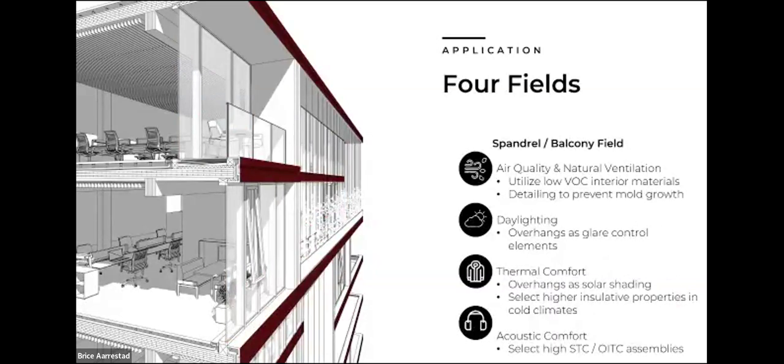And then the spandrel balcony field. You know, again, this is an area where overhangs can act as a solar shading device to help with thermal comfort, especially in hotter areas. Or selecting higher insulative properties in cold climates. So there's a lot of different ways, and these are just some suggestions of how indoor environmental quality design principles could be applied to a facade.